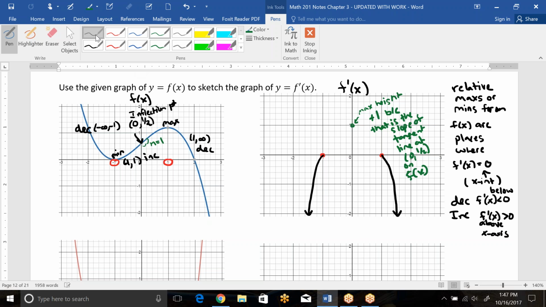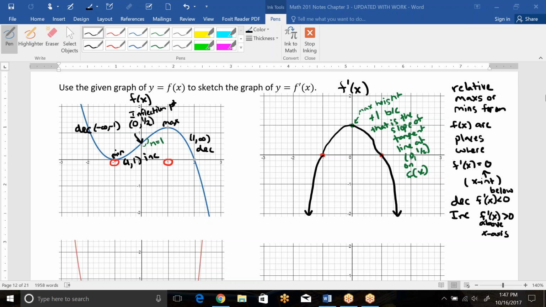So now we know that, we can fill this in. This is supposed to, remember, be positive slopes, positive slopes. So connecting all of those pieces, this is the graph of the derivative of this function right here. So let's do another one real quick, and that will be, I believe, the end of this section's notes.